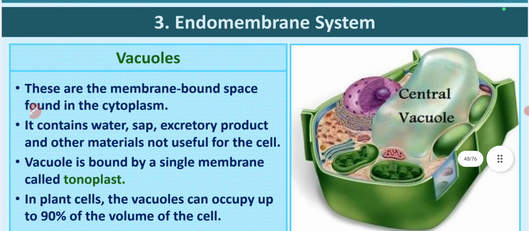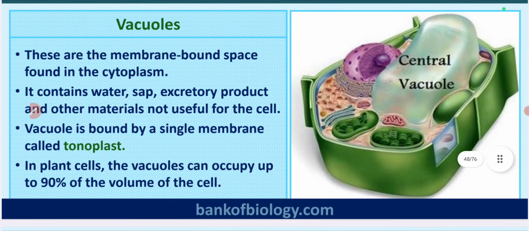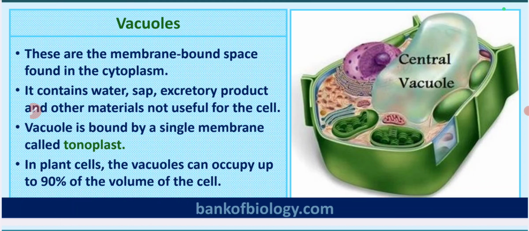Next is vacuole. These are membrane bound spaces found in the cytoplasm. It contains water, sap, excretory product and other materials which are not useful for the cell. Vacuole is bound by a single membrane that is called tonoplast. In plant cell, the vacuole can occupy up to 90% of the volume of the cell.